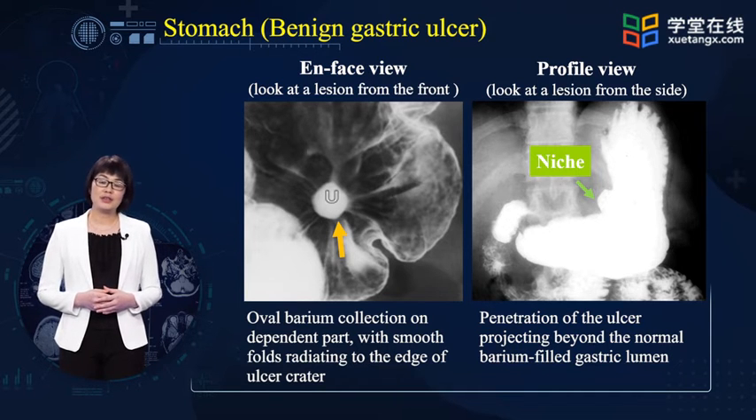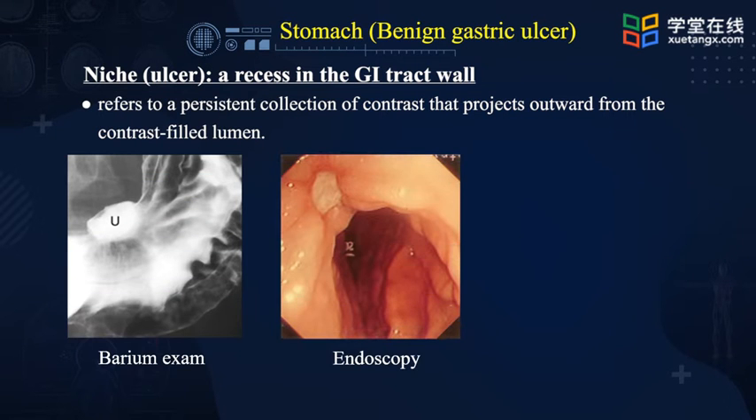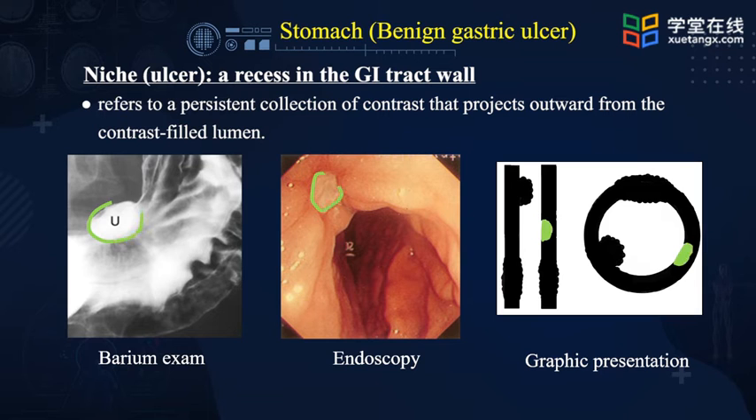What is niche? Niche means a recess in the wall. It refers to a persistent collection of contrast that projects outward from the contrast-filled lumen. These three images from barium exam, endoscopy, and graphic presentation together can help you better understand this point, I think.